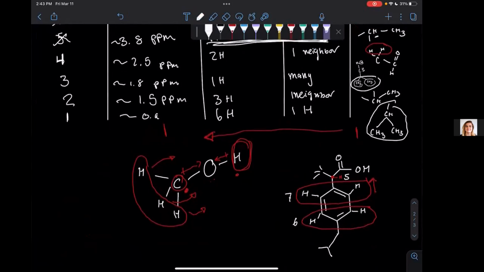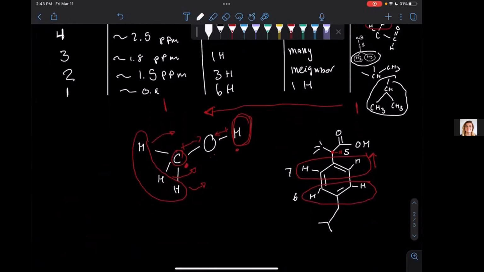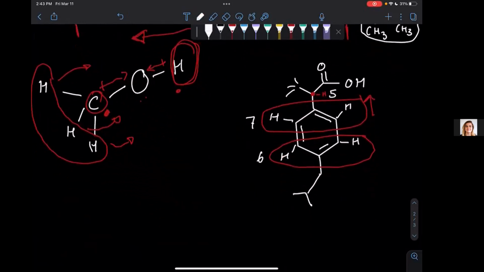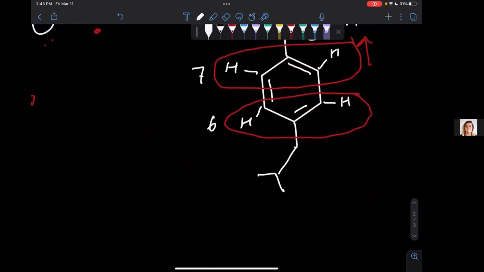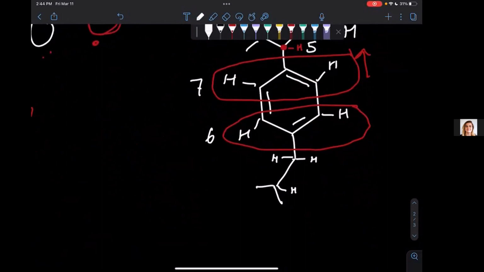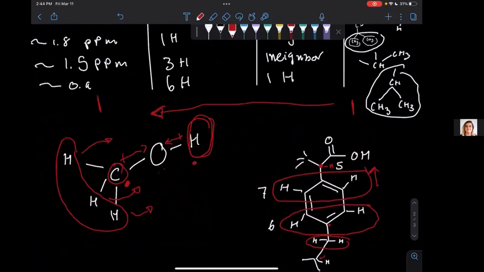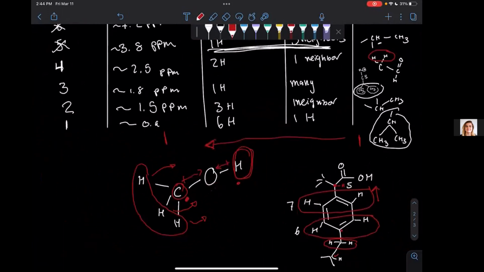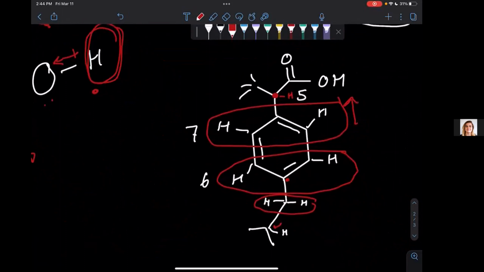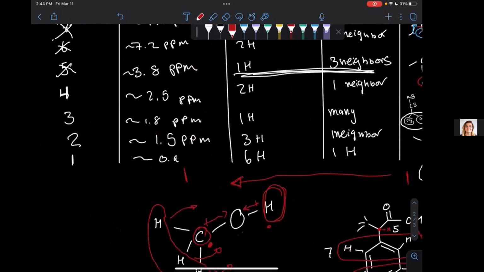Now we'll go ahead and move on to signal 4, which is going to be 2.5 ppm, 2H next to 1 neighbor. So it's 2 hydrogens that are next to a single neighbor. And that is going to be right here. So we're going to have hydrogen, hydrogen. There's going to be 1 hydrogen right here. So these 2 hydrogens are next to a single neighbor because this one is full. So we're going to make sure that looks good, and we're going to label it. So that is number 4. Okay, so we'll go ahead and cross 4 out.